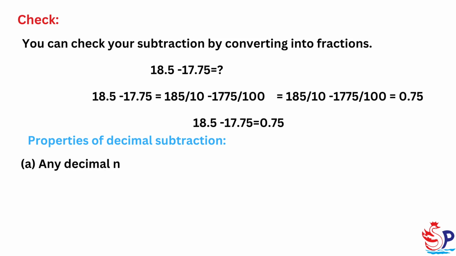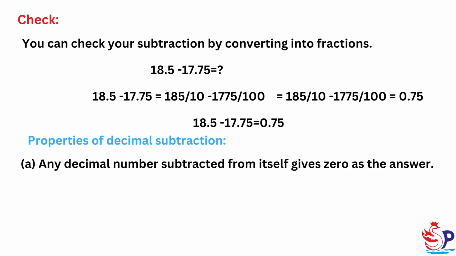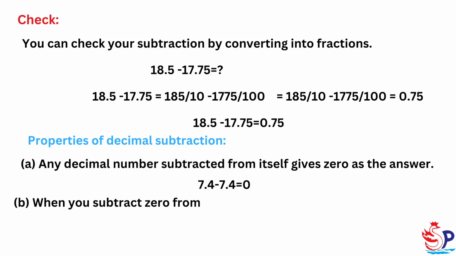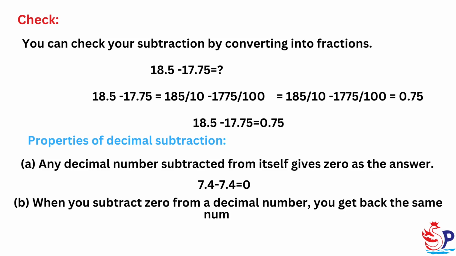Properties of decimal subtraction. A. Any decimal number subtracted from itself gives 0 as the answer. 7.4 minus 7.4 equals 0. B. When you subtract 0 from a decimal number, you get back the same number. 0.35 minus 0 equals 0.35.